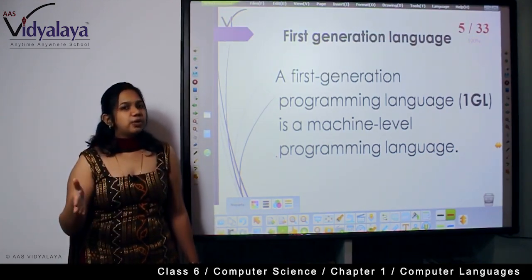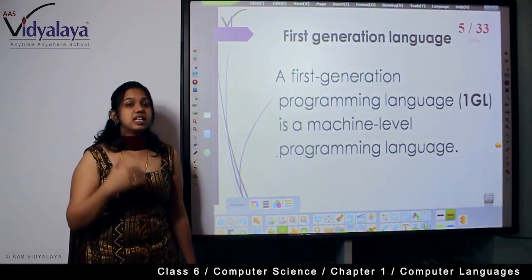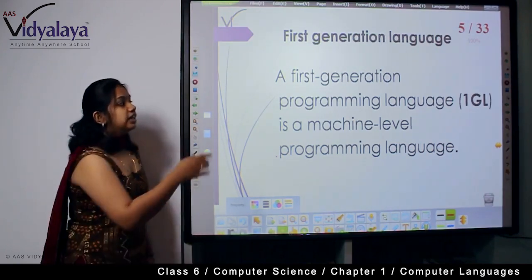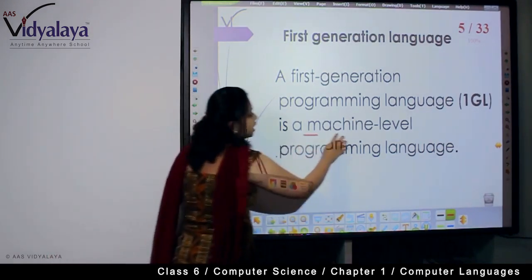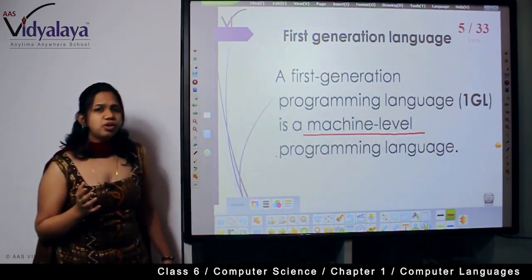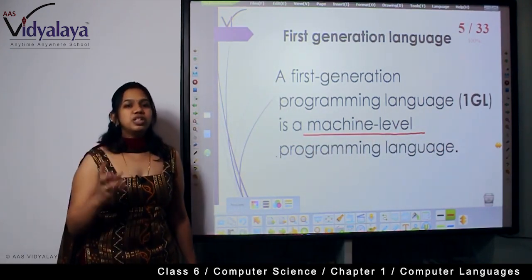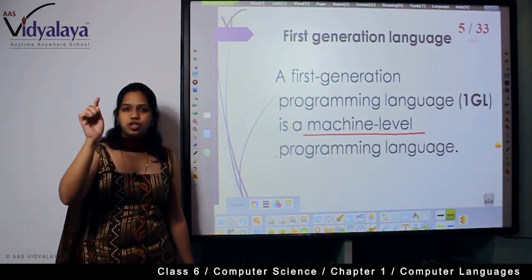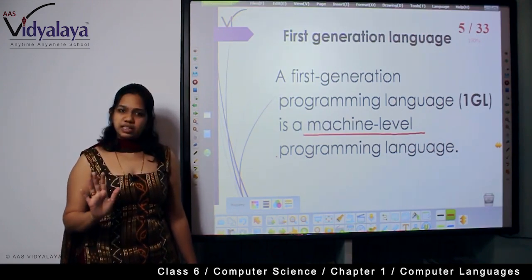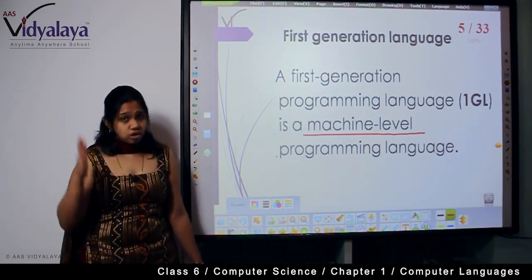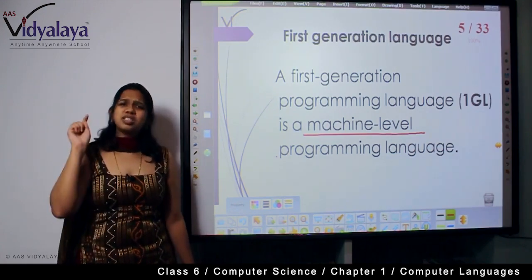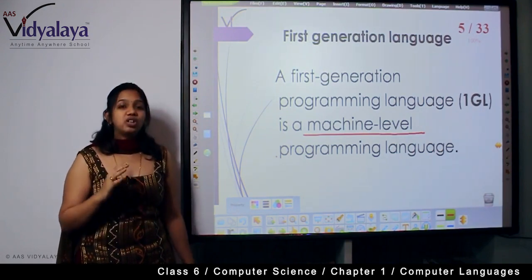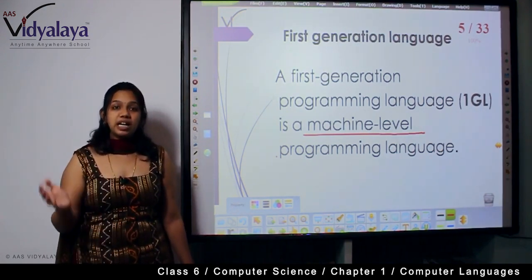The first generation language, as I already told you, is something linked only to the first generation computers. Alright, they are called machine level programming language. Why do you call it machine level? A machine is a simple device that understands instructions from us. All we do is just switch on and switch off to make it understand. Similarly, a computer is also a machine which will understand just a simple switch on and off. That's the reason they are called machine level programming language.